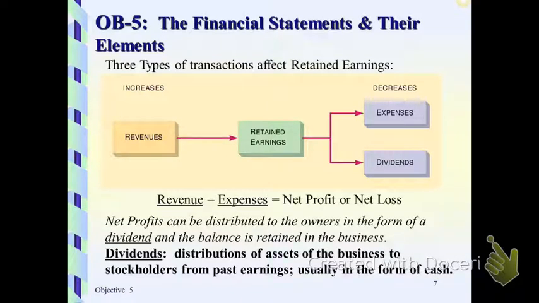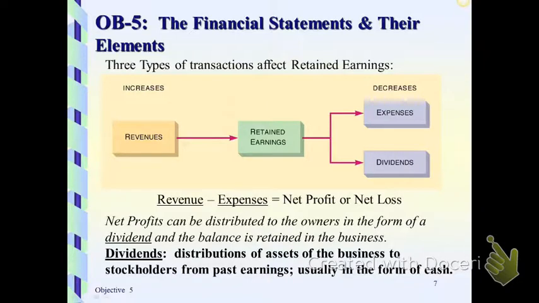Simply put again, revenue minus expenses equals net profit or net loss, and that net profit can be distributed to the owners in the form of a dividend. Dividends are just the distribution of assets of a business to the stockholders or owners of the business from past earnings. Usually, those dividends are distributed in the form of cash.